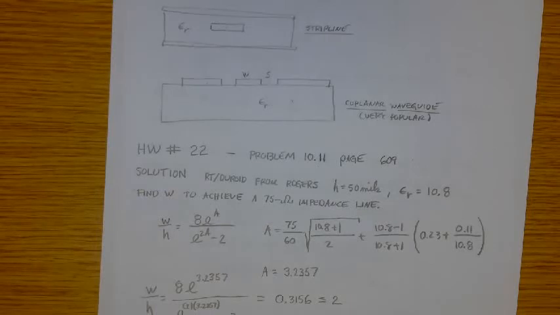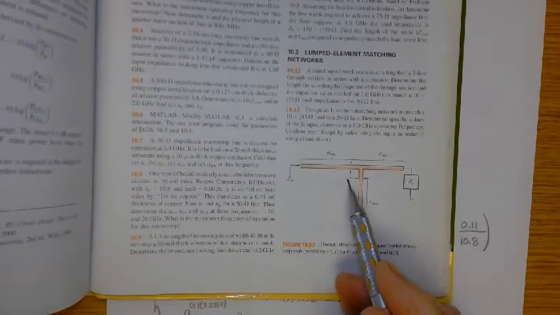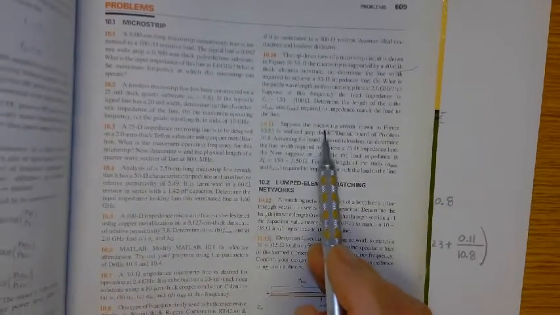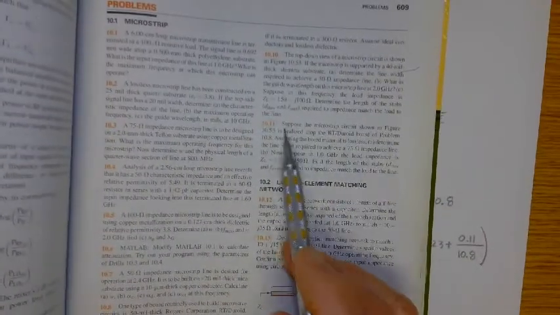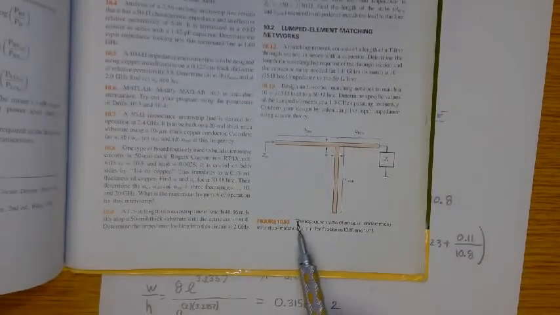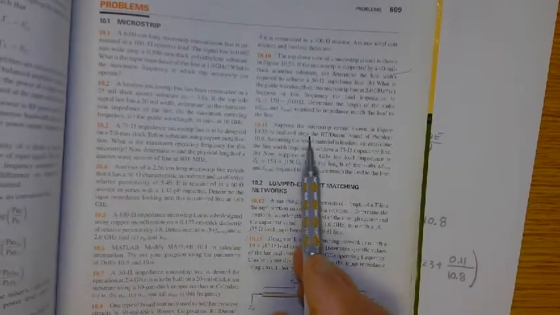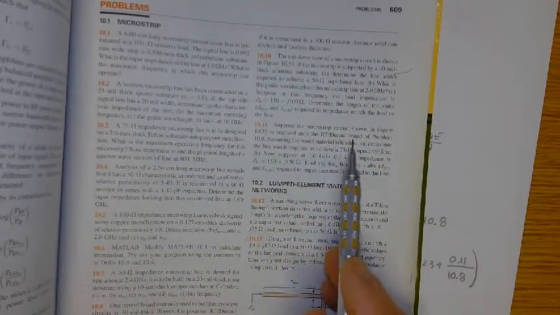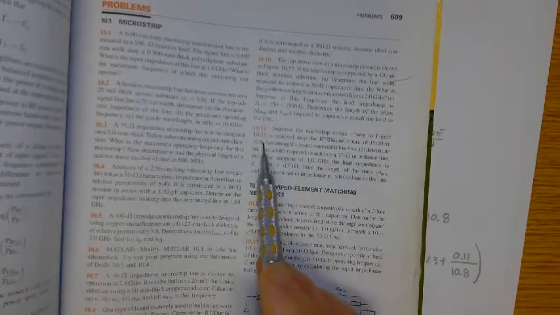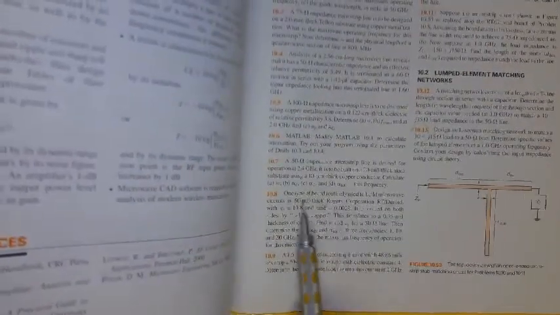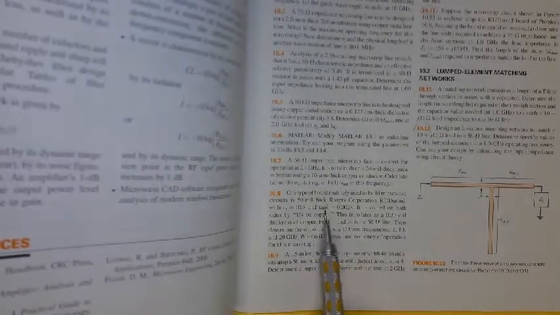All right. What problem are we working? This problem. Here's the picture. 10.11. Suppose the microstrip circuit shown in figure 10.53 down here is realized atop the RT Duroid board of problem 10.8. So you've got to go back to 10.8 to get the characteristics of the material, right?